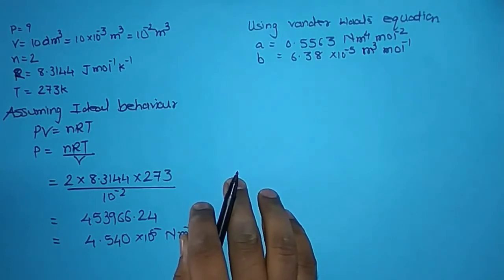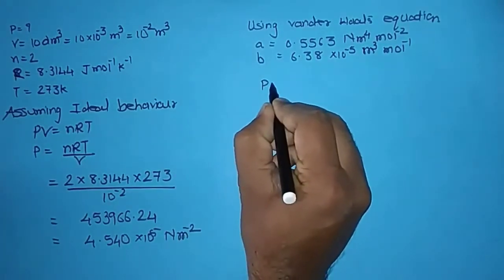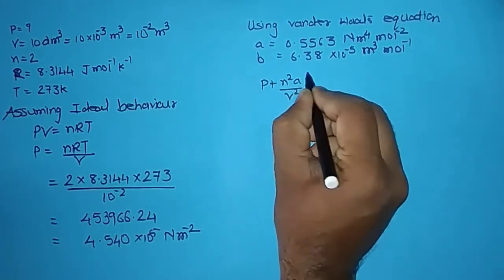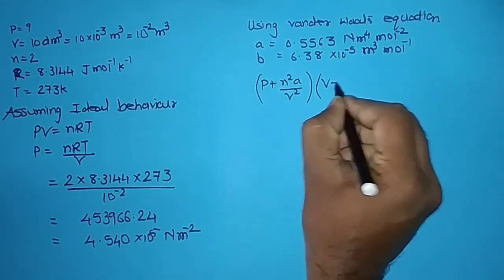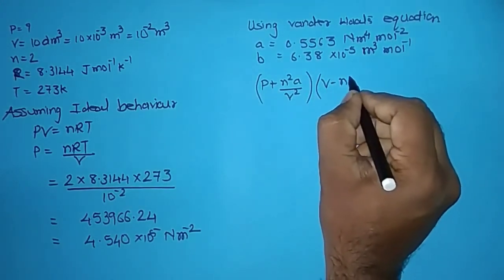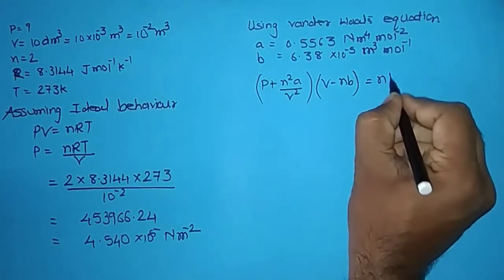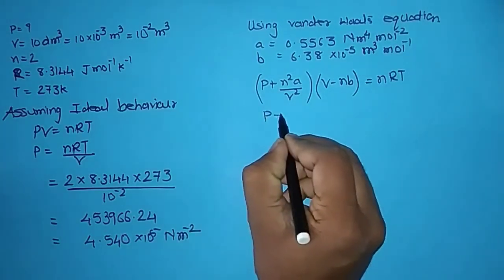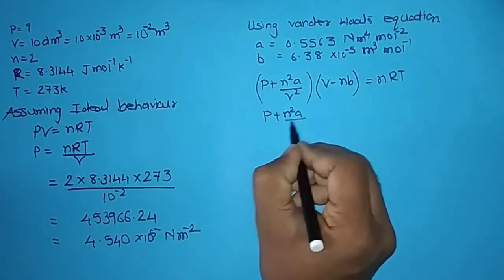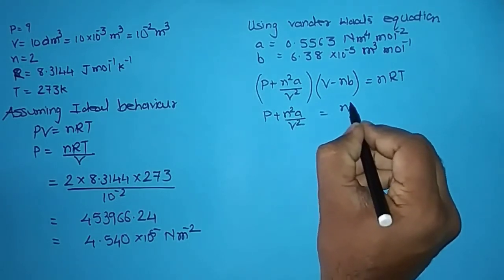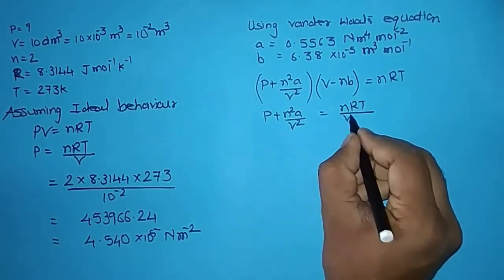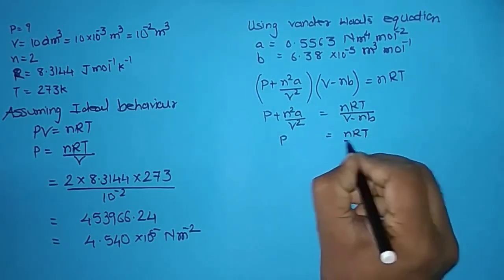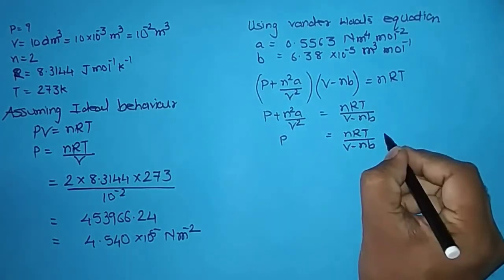So first we'll write the van der Waals equation, that is P plus n square A upon V square, into V minus nB, equals nRT. First I'll take the V minus nB term to the right-hand side. So P plus n square A upon V square equals nRT upon V minus nB. Then I'll shift n square A upon V square to the right-hand side, so it becomes minus n square A upon V square.